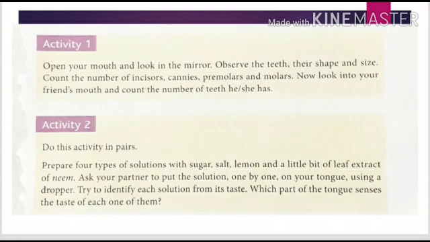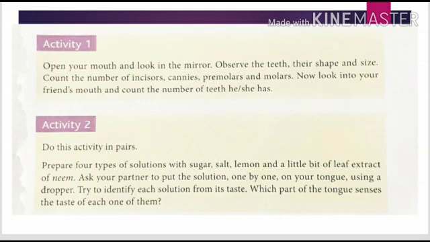What you are asked in activity number 1: open your mouth and look in the mirror. Observe the teeth, their shape and size. Count the number of incisors, canines, premolars and molars. And now look into the mouth of your friend and count the number of teeth he or she has. So, this is a simple activity you can do with the help of your friend.